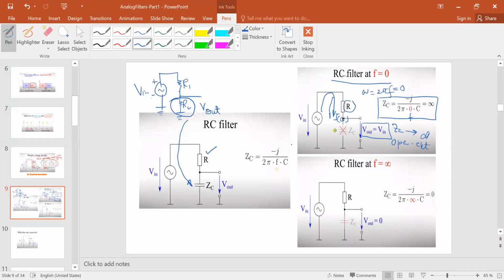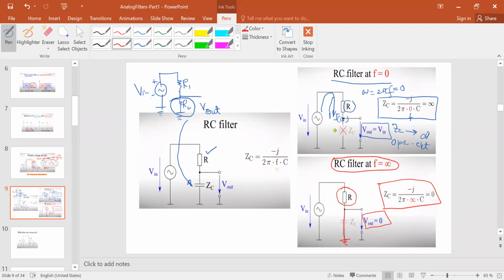Okay. Now let's look into the behavior of the RC filter at F equal to infinity. So when F becomes infinity, very high frequency, what happened? The impedance of the capacitor, as I told you, is frequency dependent. So the denominator gets infinity. So it means that 1 over infinity almost approaches 0. So ZC becomes 0 and it becomes a short circuit. You see, it's grounded. But when it's a short circuit, all the V in will come across this R and 0 voltage will be at the V out.